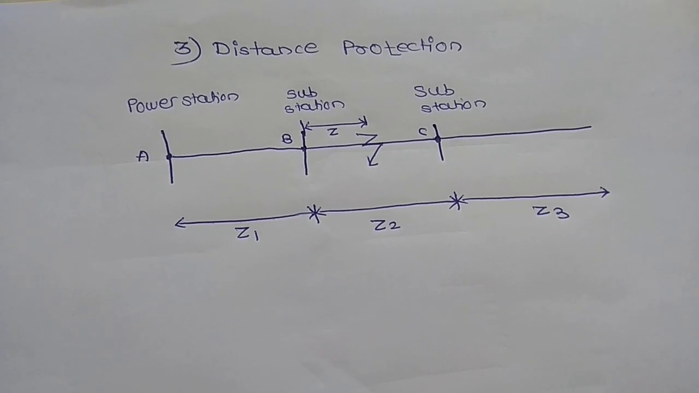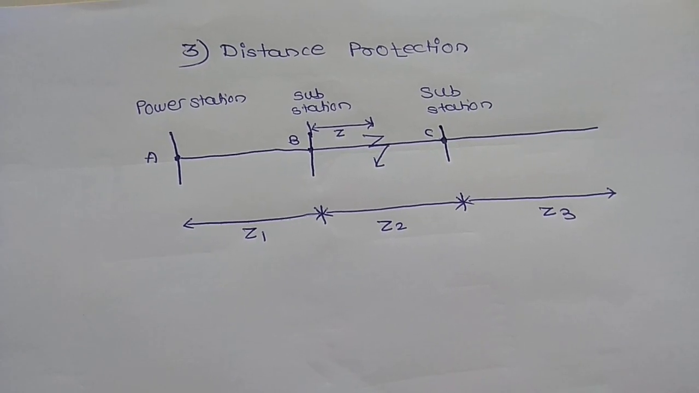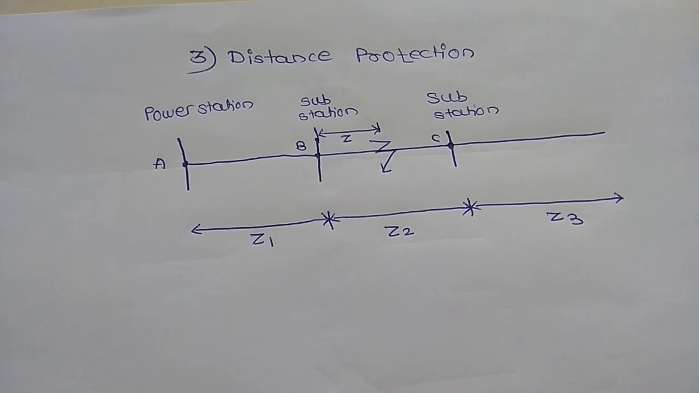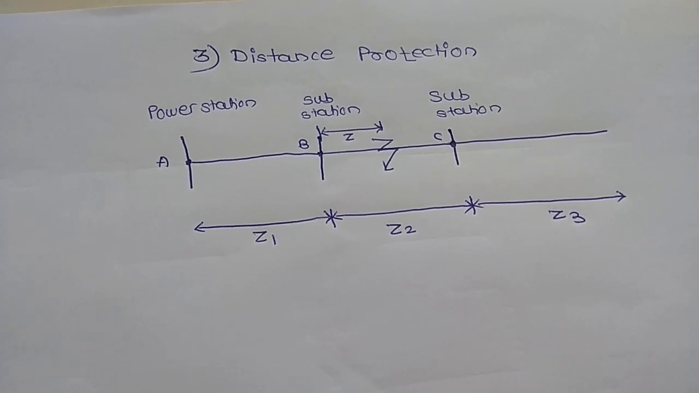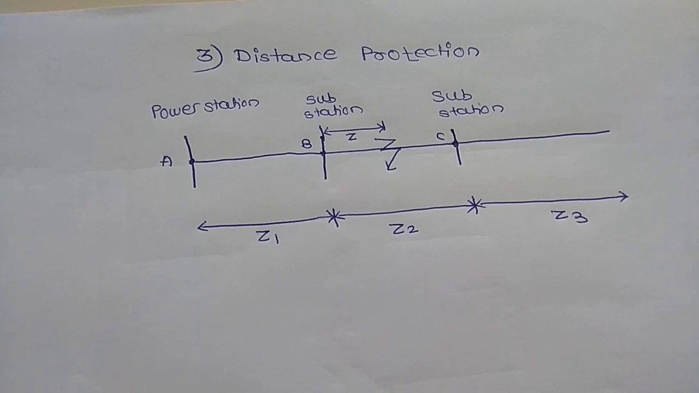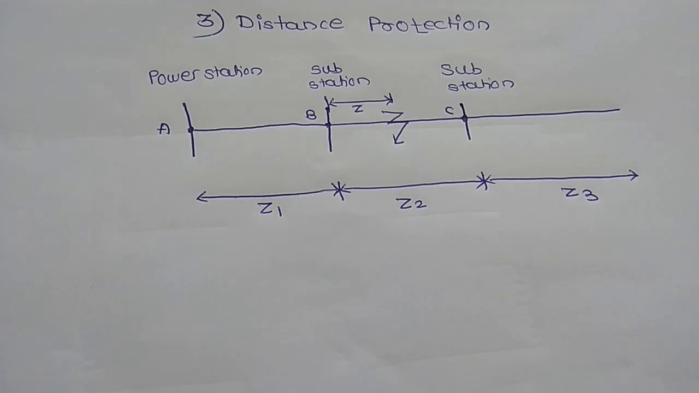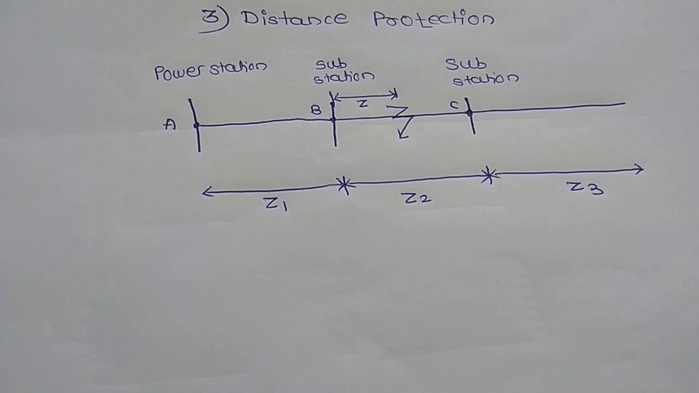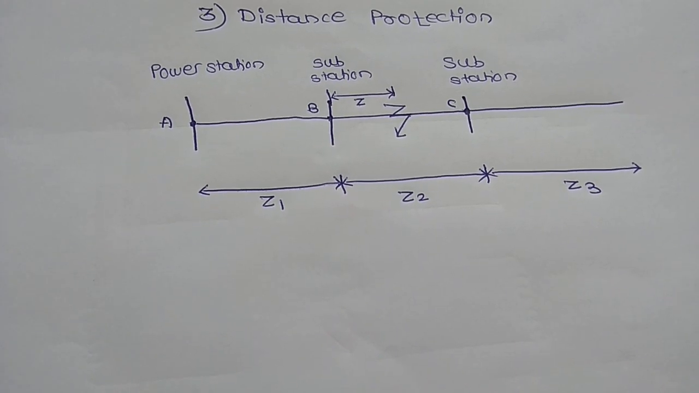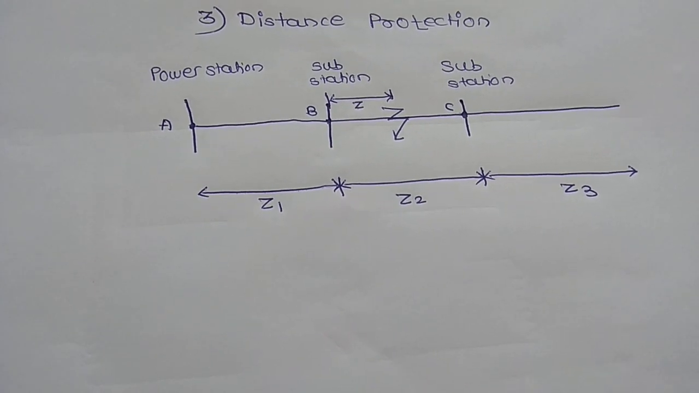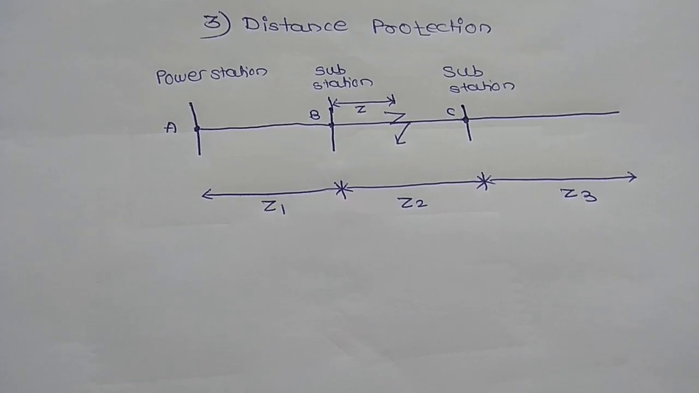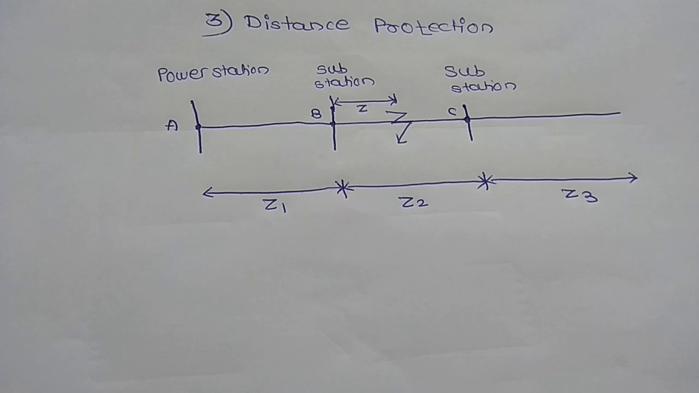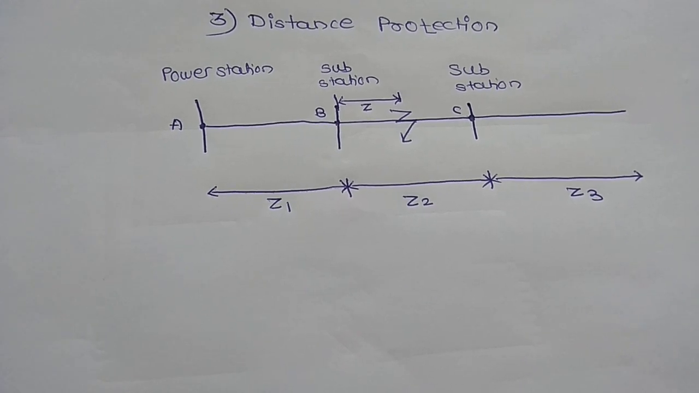As we know, the time graded protection and pilot wire protection systems are not suitable for the protection of very long high voltage transmission line, because the pilot wire system becomes too expensive for greater length. That is, for greater length the pilot wire required is very large, so it is too expensive.